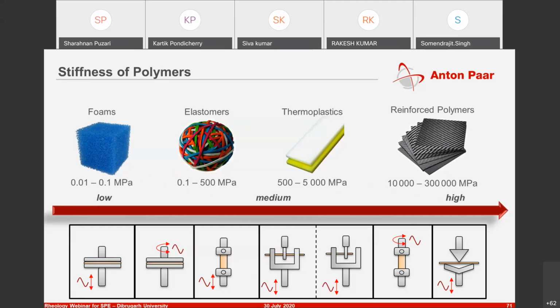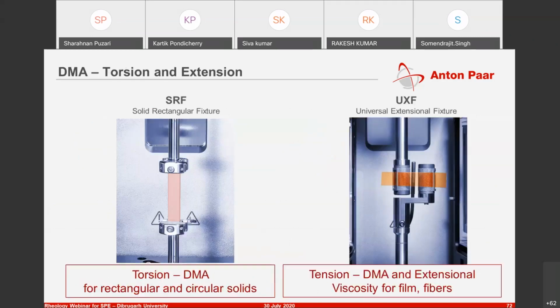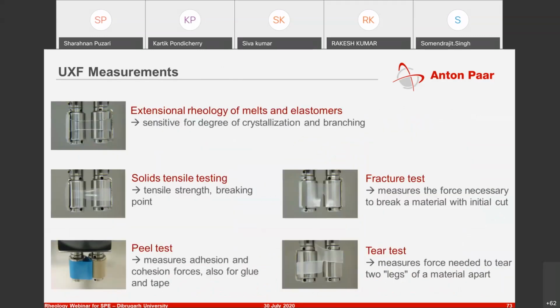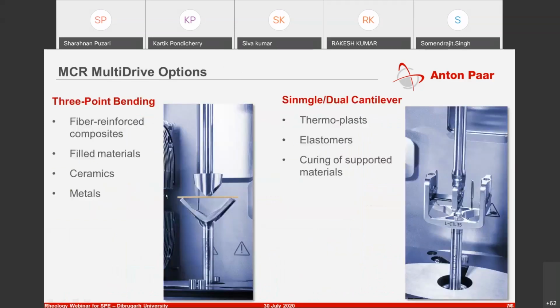So depending on the stiffness, you choose an appropriate test strategy. For example, if you have torsion and extension, you could use an SRF fixture, or here, if you have a polyethylene film and you want to look at its extensional properties, or even fibers, you could do that as well. So you have options. I'm going to skip this. And these are the 3-point bending measurements or the cantilever systems.